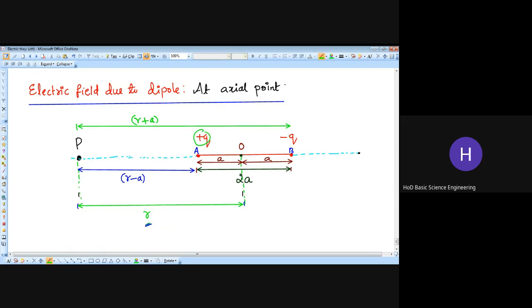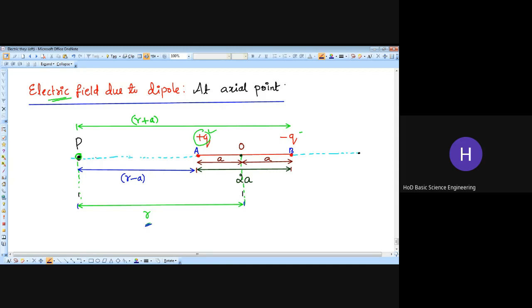Okay. Now, what is our intention? We need to get an expression for electric field at point P. Now, what are the electric fields acting at P? Actually, there are two electric fields. Why? You have two charges, right? One is plus q and another is minus q. So at the point P, electric field due to the two charges will act. One is due to plus q and one is due to minus q. Now, at any point, if you want to measure electric field, you know the method.